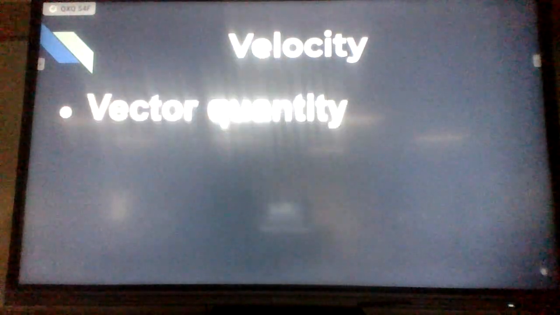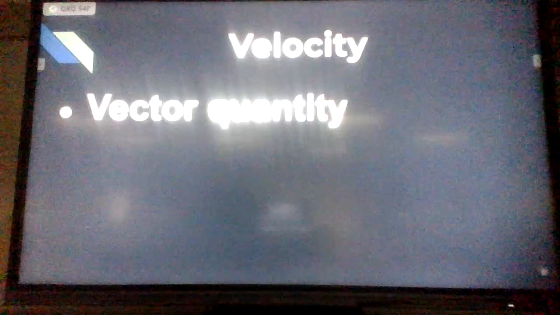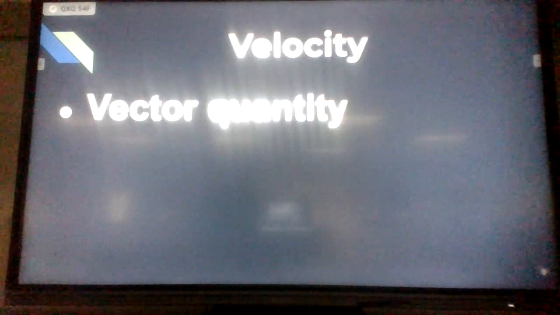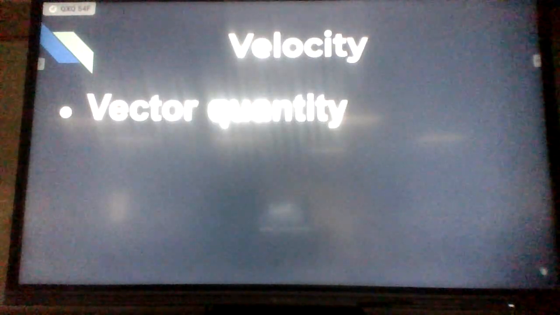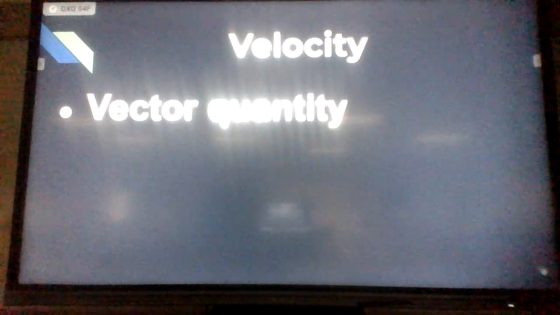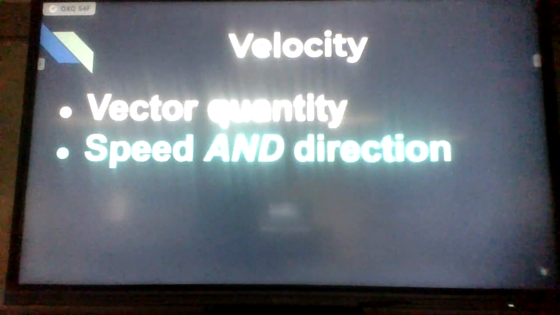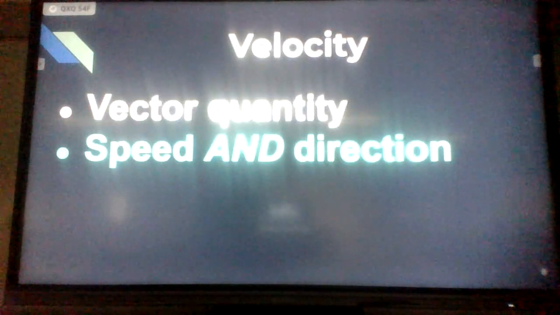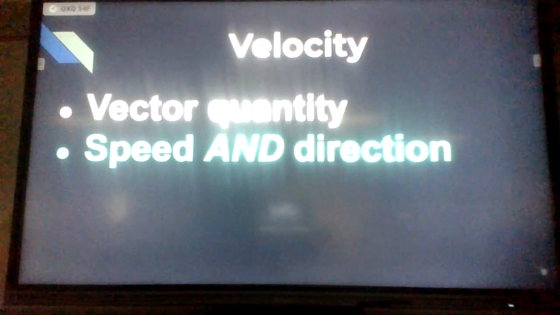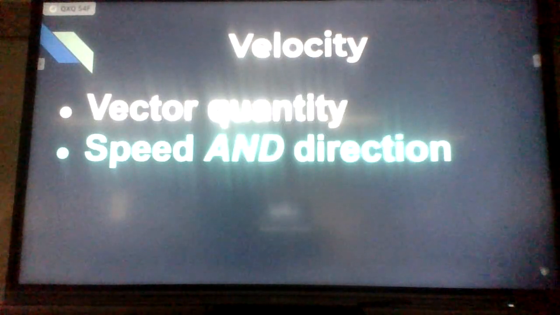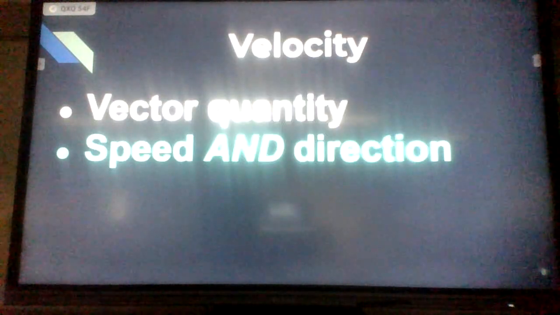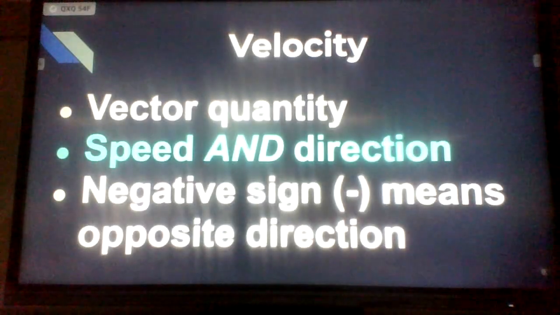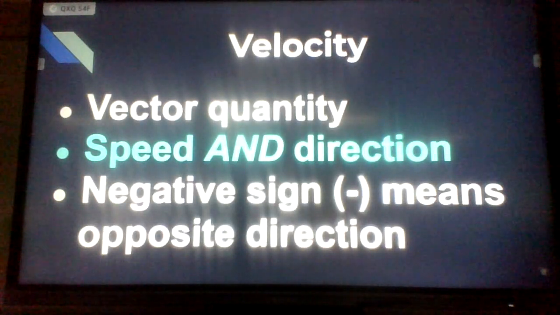Velocity is simply speed in a direction, and because of a direction, here we go again, velocity is a vector. Speed and direction are included. That's 65 miles per hour, that's a speed. 65 miles per hour north, that's a velocity. Anytime we add a direction, we have a vector, and velocity is one kind of vector.